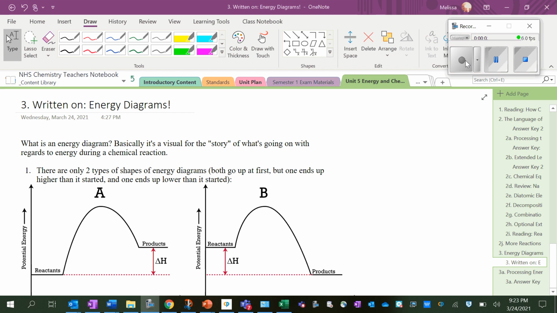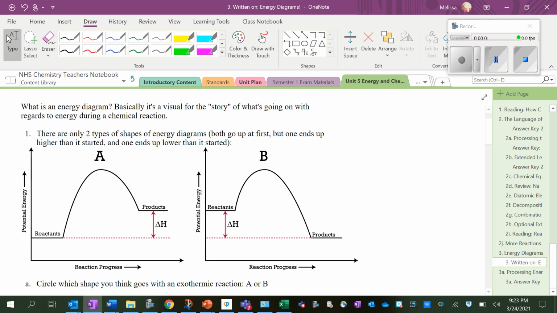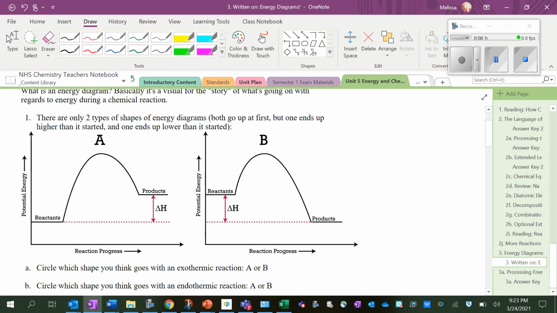Let's talk about energy diagrams. So what is it? It basically is just something that tells the story of what's going on with regards to energy during a chemical reaction. There's only two types of shapes. There's one that goes up and down a little bit, and there's one that goes up and way down.